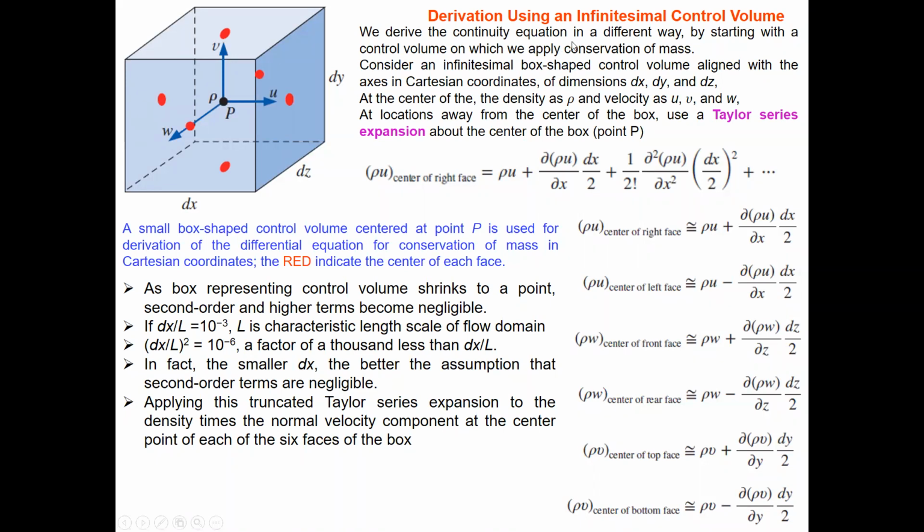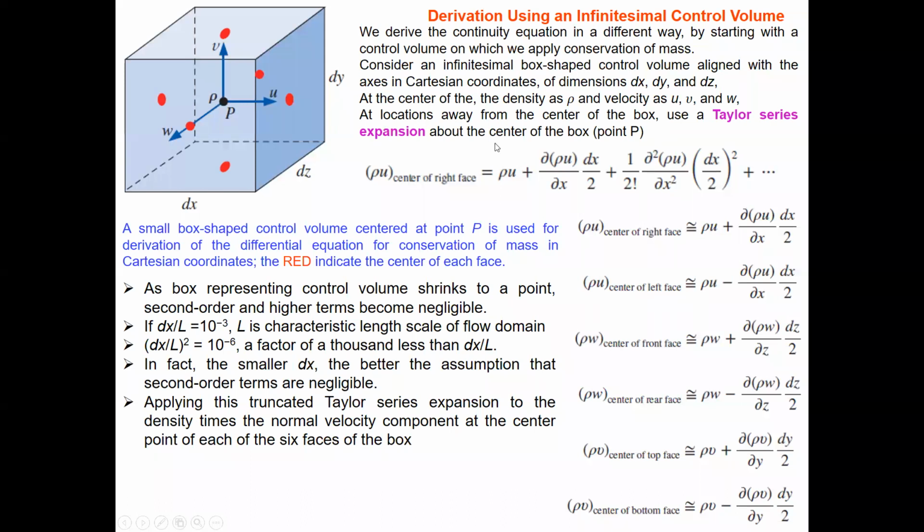We derive the continuity equation in a different way by starting with a control volume on which we apply the conservation of mass. What will happen? Consider an infinitesimal box-shaped control volume aligned with the axes in Cartesian coordinates, for example, with dimensions dx, dy, and dz. At the center of this box, for example, the density rho is defined, and with the velocity u along x, v along y, and w along z.